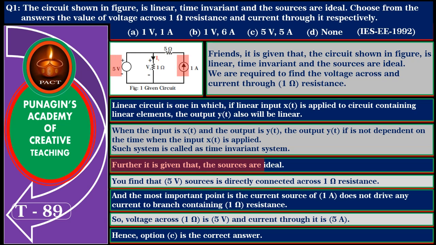Further, it is given that the sources are ideal. You find that 5-volt source is directly connected across 1 ohm resistance, and the most important point is the current source of 1 ampere does not drive any current to the branch containing 1 ohm resistance. This you have to understand. So, voltage across 1 ohm is 5 volts and current through it is 5 amperes. Hence, option C is the correct answer.